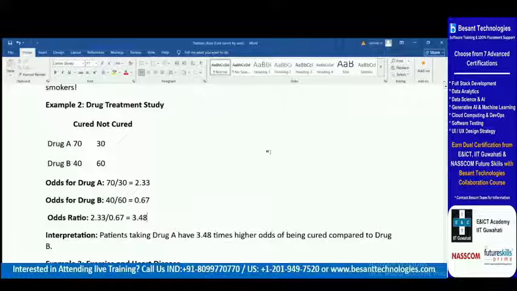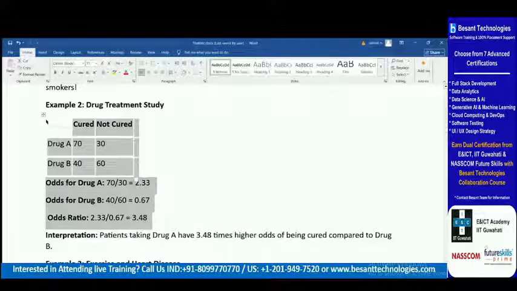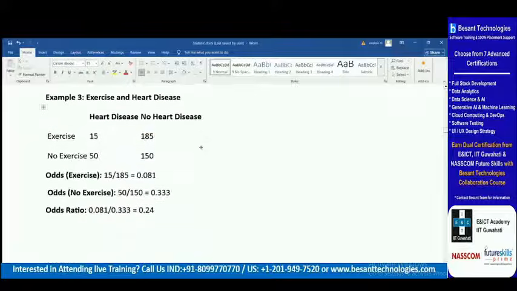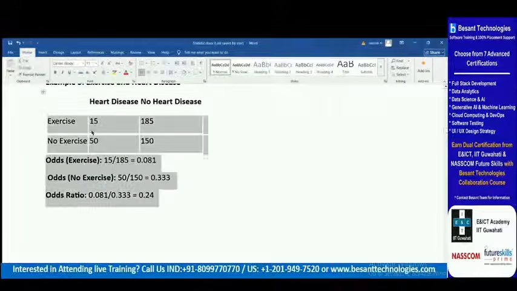So my interpretation is that the person who takes drug A has 3.48 times higher odds of cure when compared to drug B. So that is my follow-up study using this odds ratio rule. Okay, I've given one more example. If you want, you can see.